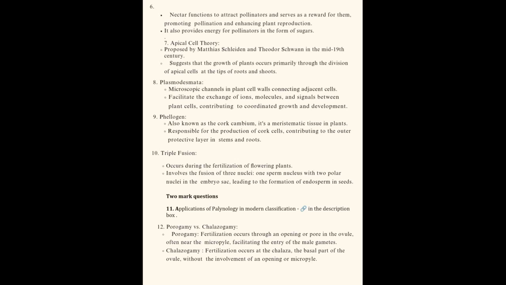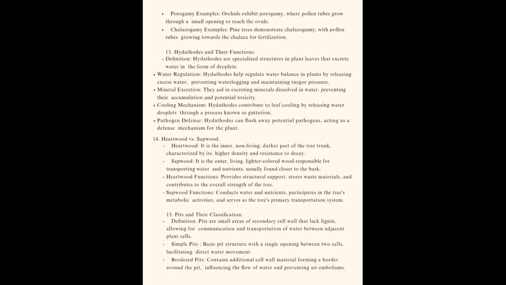10. Triple fusion occurs during the fertilization of flowering plants and involves the fusion of 3 nuclei, 1 sperm nucleus with 2 polar nuclei in the embryo sac, leading to the formation of endosperm in seeds. 2 mark questions. 11. Applications of Palynology in modern classification, link in the description box.